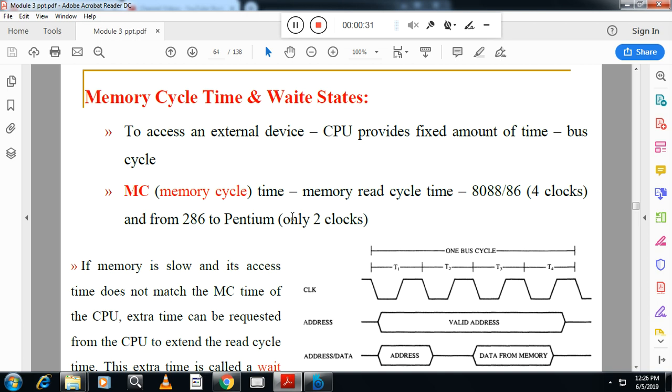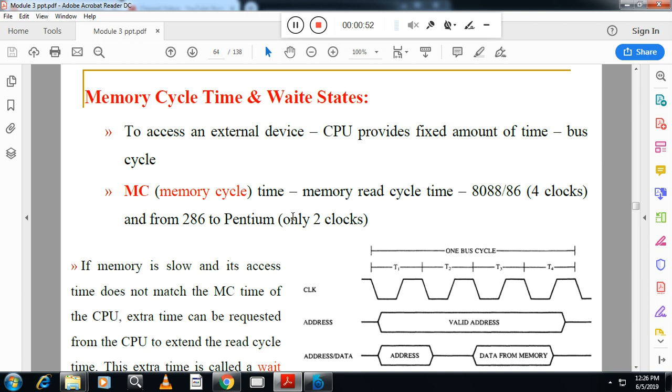Memory cycle time is the memory read cycle time, the time it takes to read from memory. In 8086 and 8088, it is 4 clock cycles, that is nothing but 1 byte cycle. From 286 to Pentium, it is 2 clock cycles.